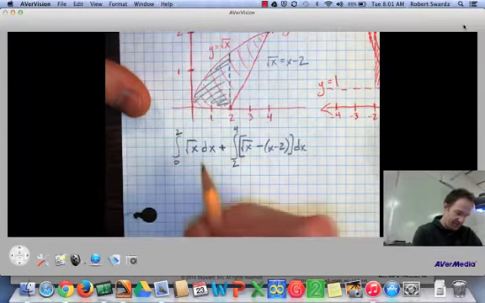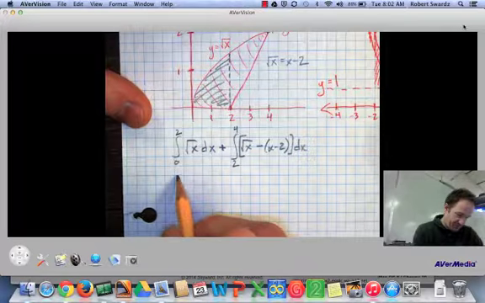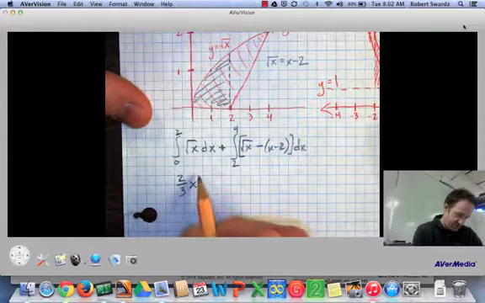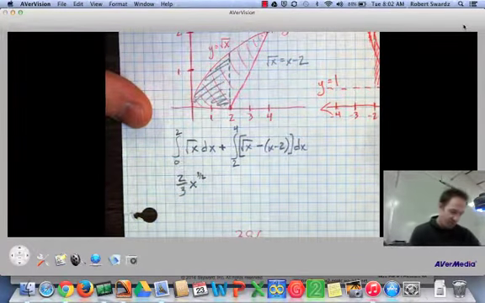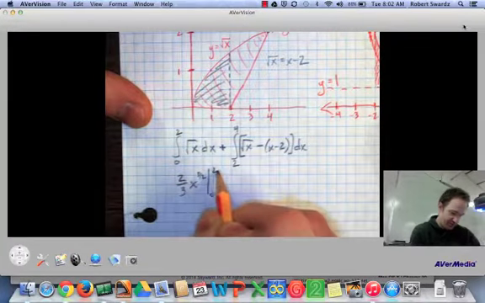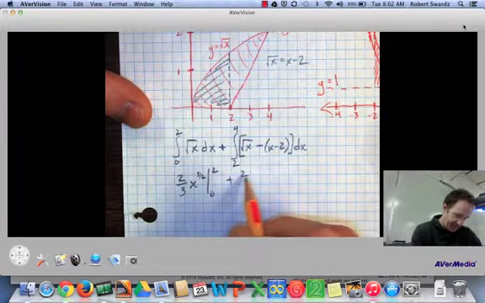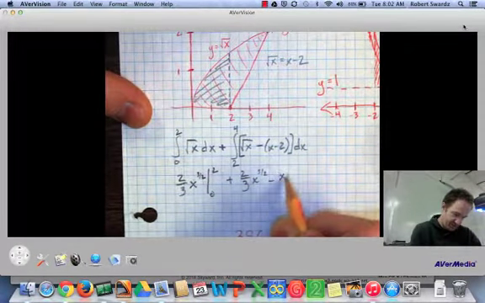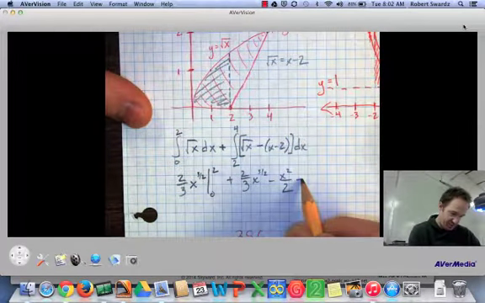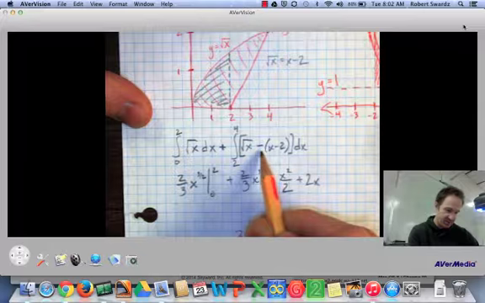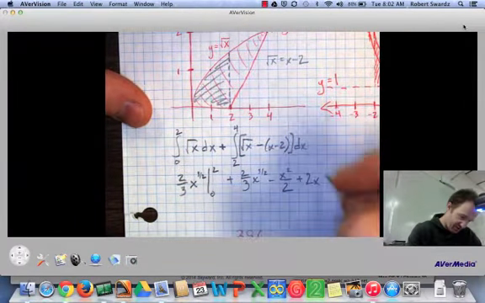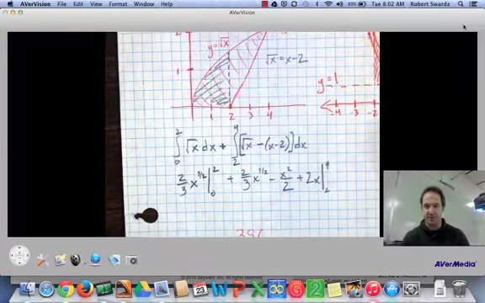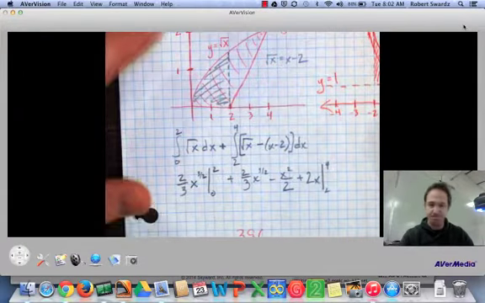And these aren't too bad. This one is, let's see, 2/3 x to the 3/2, evaluated from 0 to 2. And then this one, I got that again. Minus, let's see, x squared over 2 plus 2x. These signs changed because of the parentheses. And that all is evaluated from 2 to 4. And I trust that you can do that, so we can stop there and move on to the next problem.